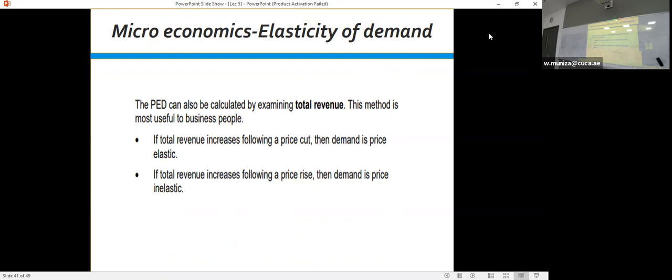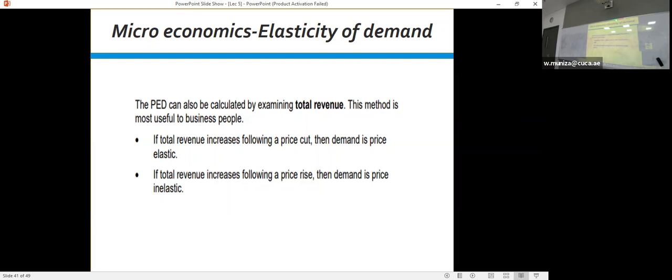Okay, now my dear students, the price elasticity of demand can also be calculated by examining total revenue. Students, what is the total revenue? Total income of the organization is known as total revenue. The total income which is earned by selling the goods in the normal course of trading is known as total revenue. This method is most useful to business people.